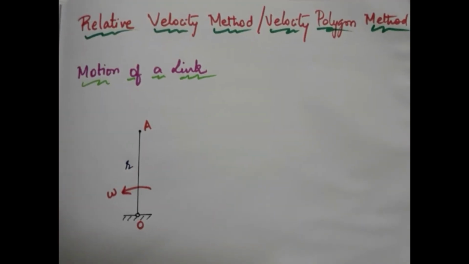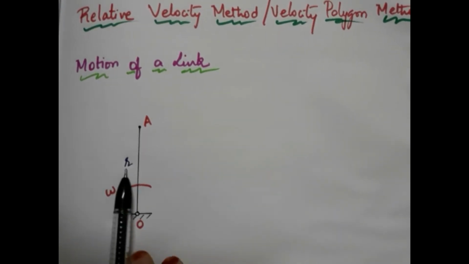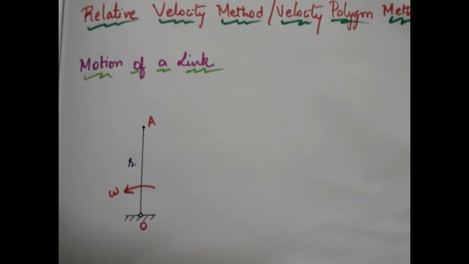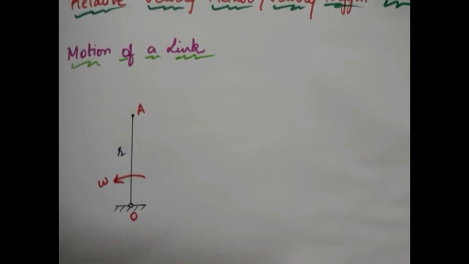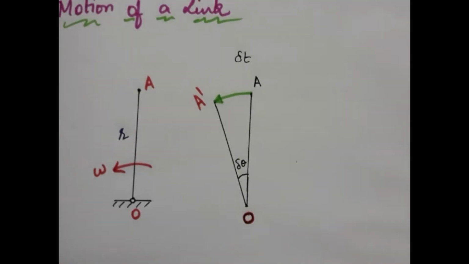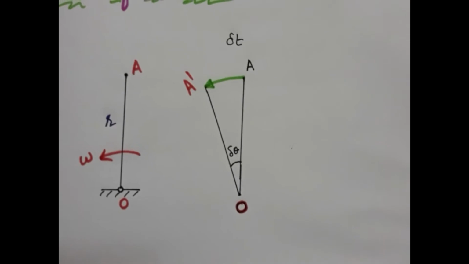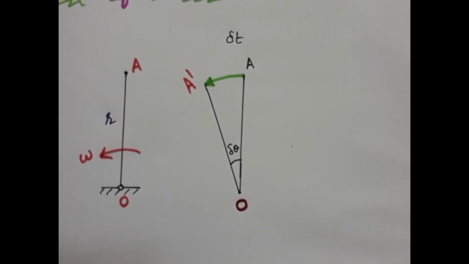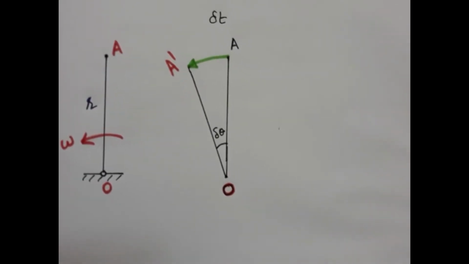Let us consider motion of a rigid link OA of length R, which rotates about a fixed point O with uniform angular velocity omega radian per second in counterclockwise direction. So for a small time interval delta t, let the link OA turn through a small angle delta theta. Then A will travel along the arc AA dash.